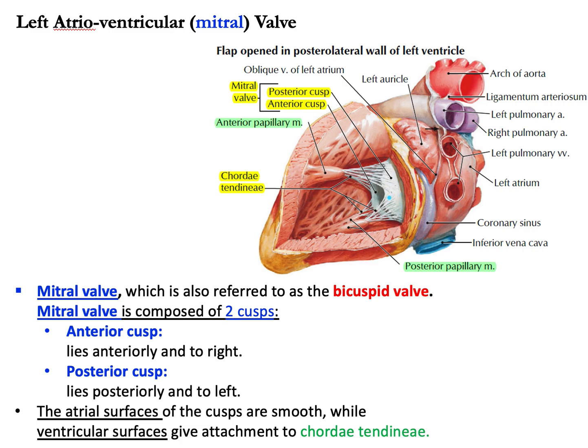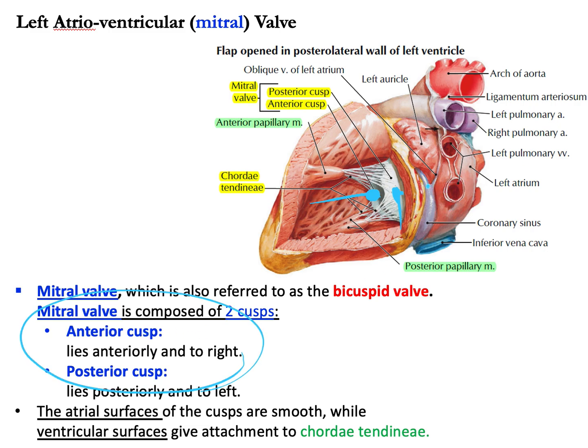So this is the mitral valve, guys, and this is the anterior cusp, and this is the posterior cusp of the mitral valve. The anterior cusp is located to the right and anteriorly, but the posterior cusp is located to the left and posteriorly. Let me explain more about that.